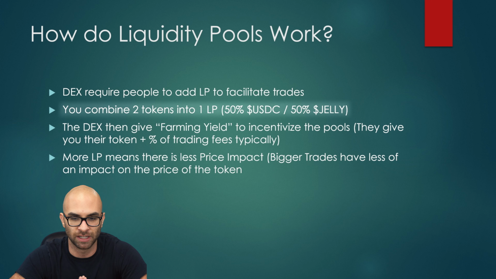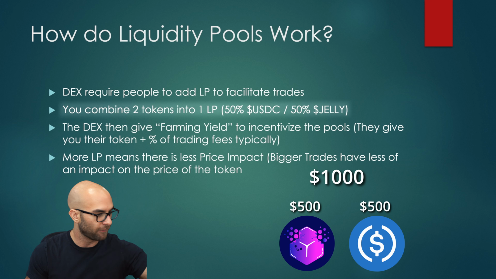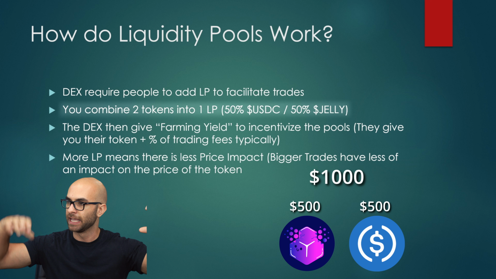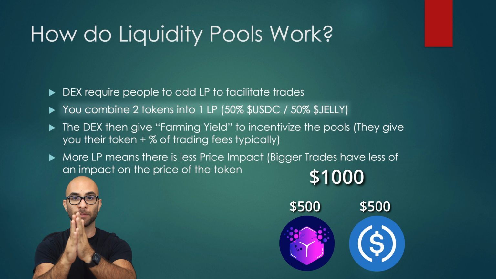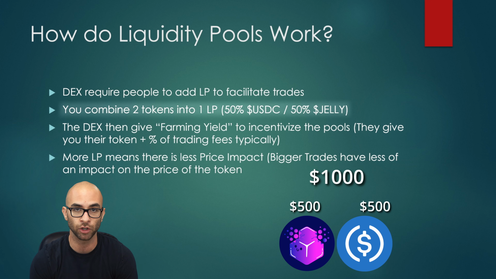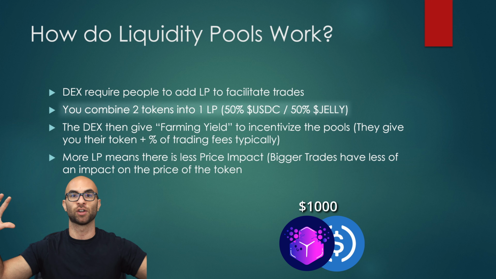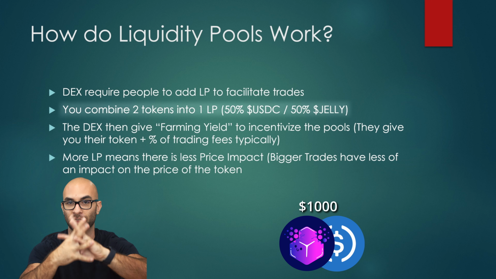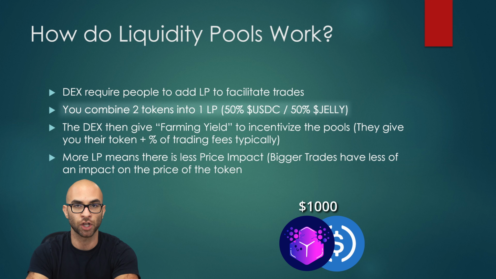In this situation, let's say it's USDC and Jelly. So what would happen is, let's say I had $1,000 US, I had $500 worth of USDC, and I had $500 worth of the Jelly token. I can now combine them together because it's 50-50 in terms of USD dollar value. I combine that into one liquidity pair token, and now it's almost like they got merged together, right? And now what happens is I can provide that liquidity pair token on this decentralized exchange.